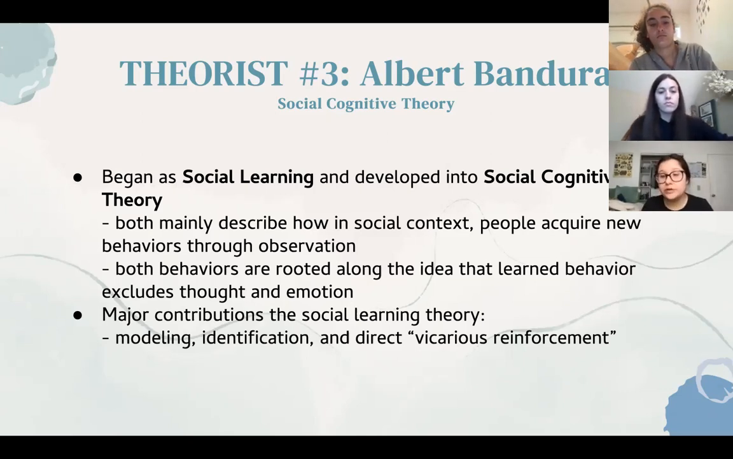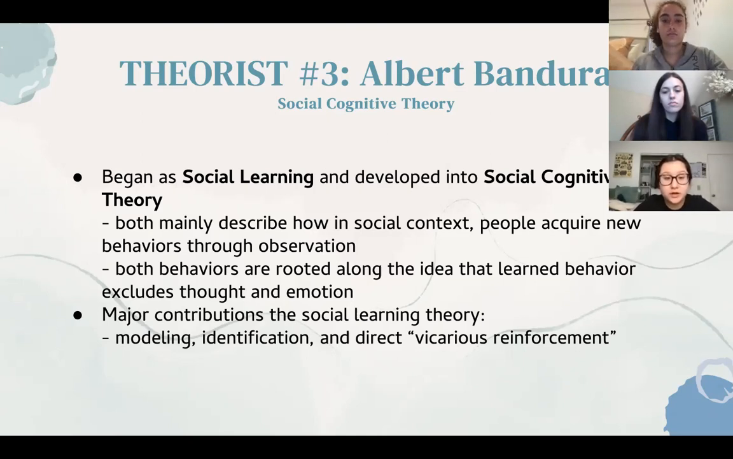Both are rooted in the idea that learned behavior excludes thought and emotion. So the way people act has no thought in it, because in a way it circulates the concept of monkey see, monkey do. Major contributions to the social learning theory are modeling, identification, and direct vicarious reinforcement. Vicarious reinforcement refers to learning through observation of the consequences of actions. So whatever you do, there's a consequence for it.